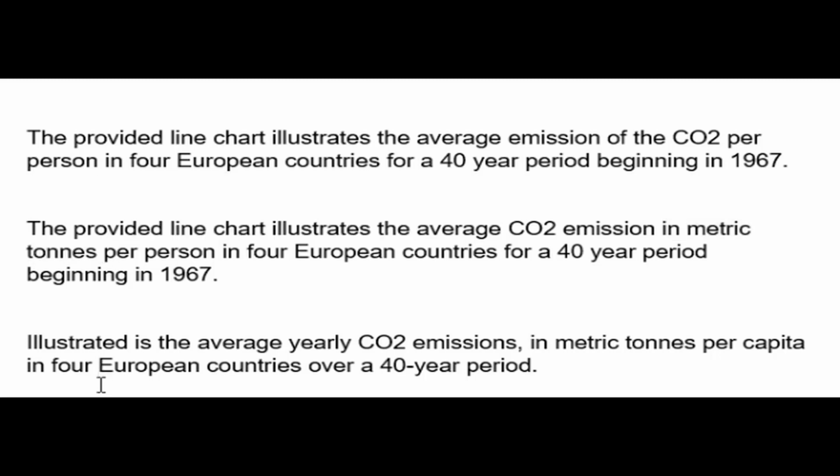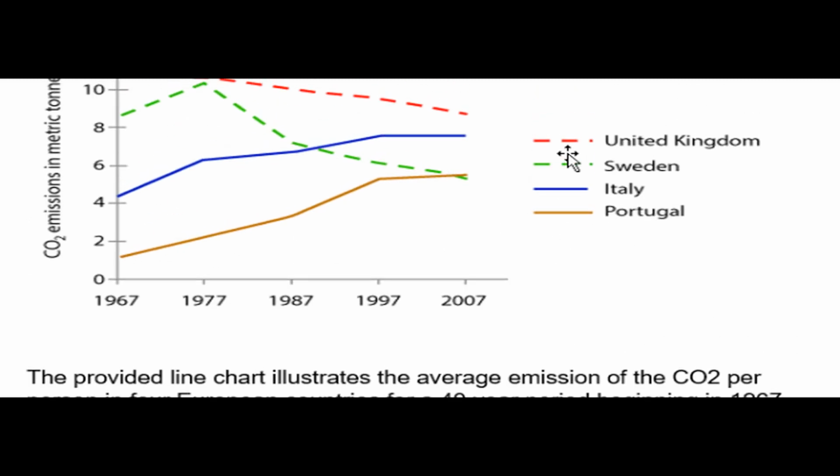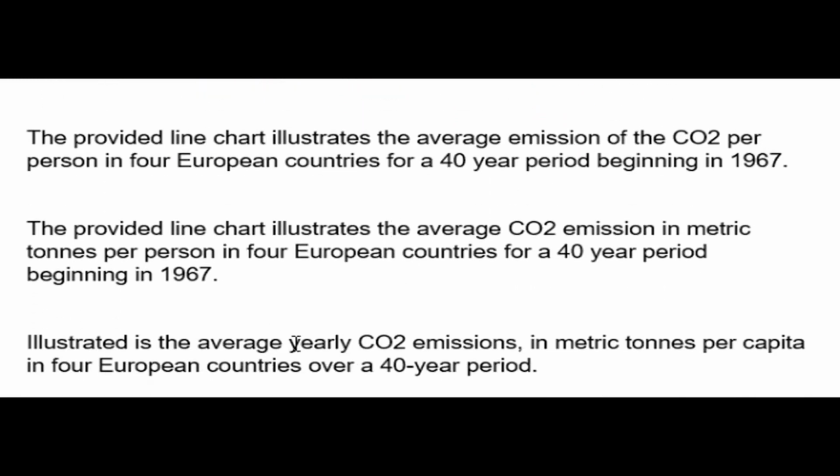Okay, now moving on. We could make this even better. I mean, we can really get rid of this. We could just say illustrated is the average yearly CO2 emissions, oh, this one didn't actually mention yearly at all. Okay, so I put yearly in here. I thought I was referring to something else, but I wasn't. Yearly CO2 emissions in metric tons per capita. The per capita is a paraphrasing of the per person in 4 European countries over a 40-year period. Well, we can leave this out. So this gives us a more succinct introduction.